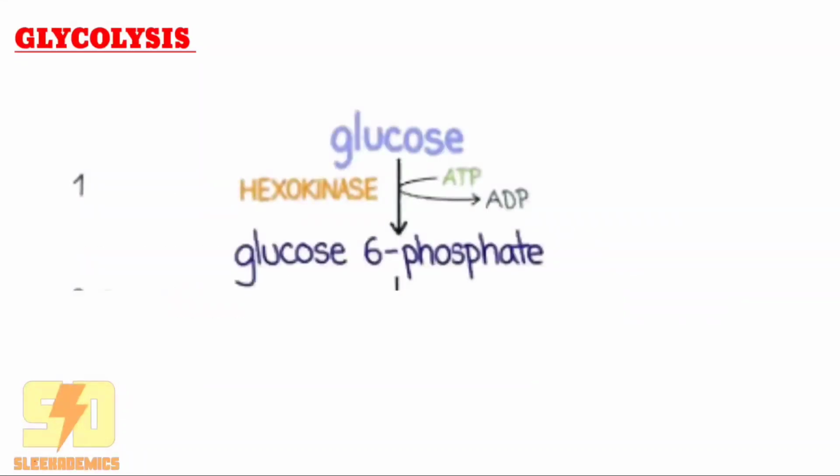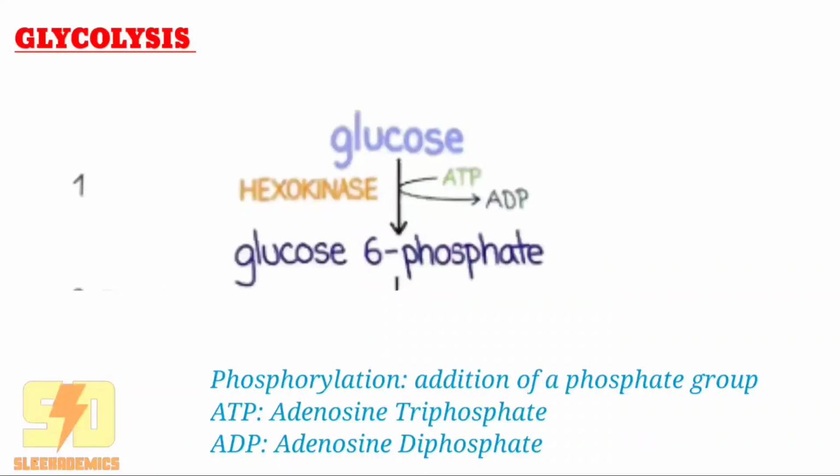The first step in glycolysis is phosphorylation of the glucose molecule. Phosphorylation simply means addition of phosphate. This is done by taking the phosphate from the ATP, which is the body's form of energy. ATP simply means adenosine triphosphate. And when we take this phosphate from it, it gives rise to what we call ADP, that means adenosine diphosphate, meaning we have reduced the phosphate group from 3, that is triphosphate, to 2, that is diphosphate.